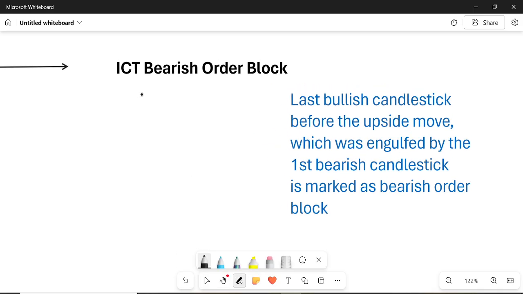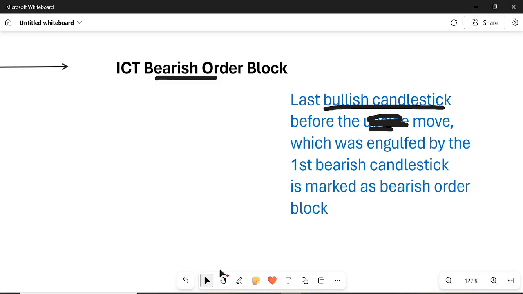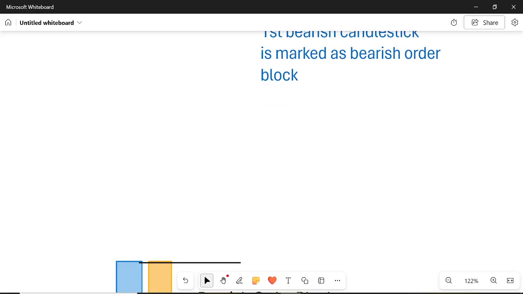Next we have the ICT bearish order block. It is basically the opposite of the bullish order block. In a bullish order block we have the last bearish candlestick. Here we have the last bullish candlestick before the downside move, which was engulfed by the first bearish candlestick. Now the last bullish candlestick will be engulfed by the first bearish candlestick. So the last bullish candlestick will be marked as the bearish order block.